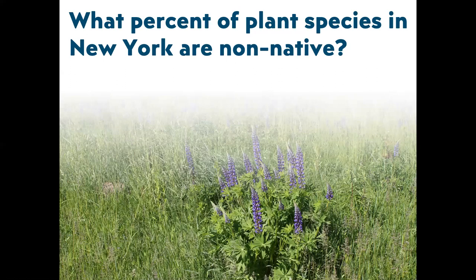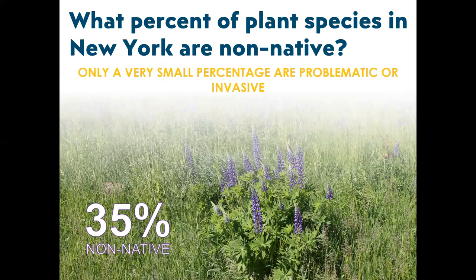So it is actually 35%, or roughly one third of the plants in New York State would be considered non-native. So they're plants out of place. They've been brought from outside their historic native ranges. However, it's only a small percentage of those, maybe 10 to 15%, that are actually problematic or invasive and have negative impacts. And those are the species we'll focus on and learn about today. So what is it that makes these species problematic or invasive? When we bring new plants or animals from outside the historic range, we often leave behind all of the predators, parasites, or pathogens that would normally keep their populations in check.